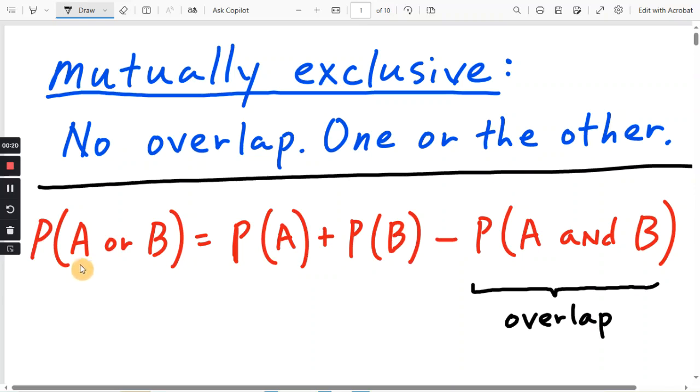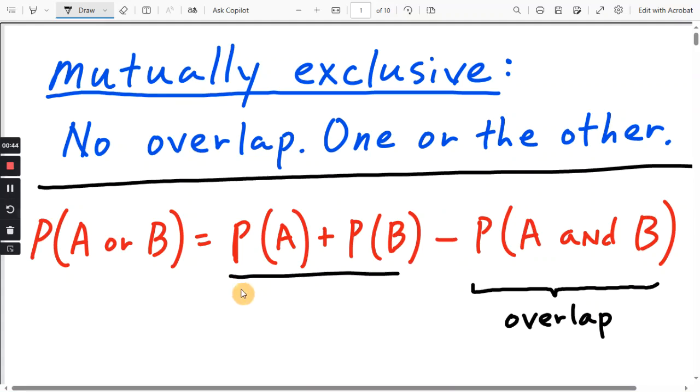Now, the formula for the probability of A or B is the probability of A plus the probability of B minus the probability of A and B. In other words, you add the two probabilities and just subtract the overlap. If there is no overlap, if they're mutually exclusive, then you don't have to worry about it and you just add these two. But if there's an overlap between A and B, you have to subtract it. This way you don't add it twice.